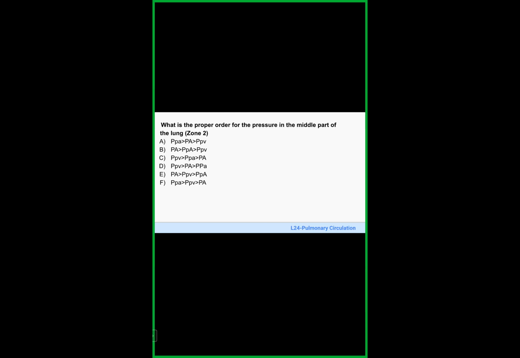There's a C. All right, so the first thing is the answer is A, but I'll explain why it's not C. So let's look at this diagram first, and it was in your lecture. In the top portion of the lung at zone 1, because of gravity, there's less blood flow in the area.